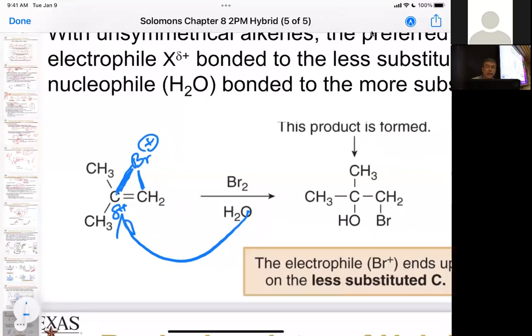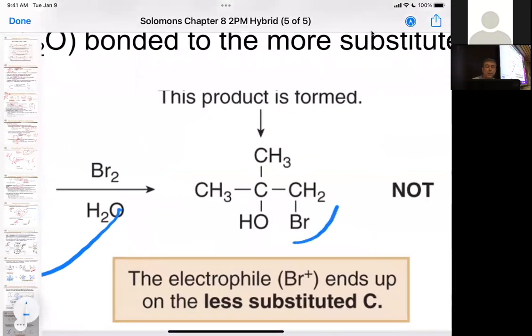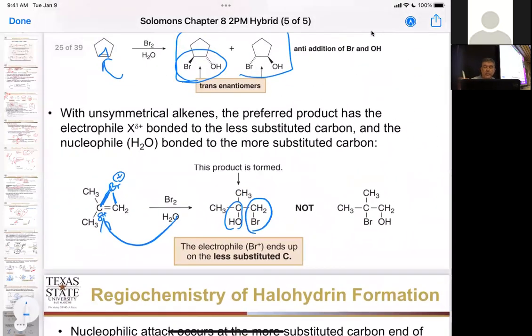So notice in this halohydrin reaction, the bromine ends up on the least substituted side. The nucleophile, and in this case water, ends up on the more substituted side. So you're going to get a 1-bromo-2-hydroxy compound. And the other isomer doesn't form because this partially positive charge is driving the selectivity.